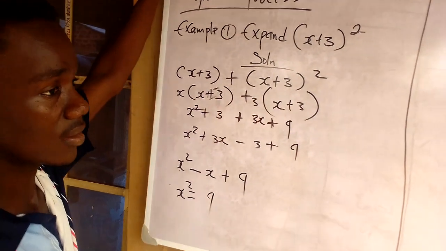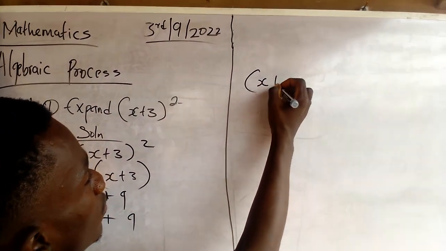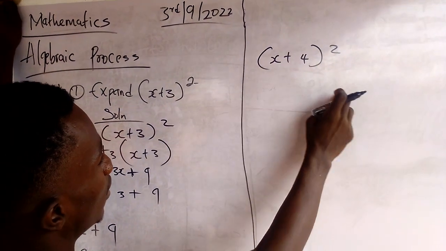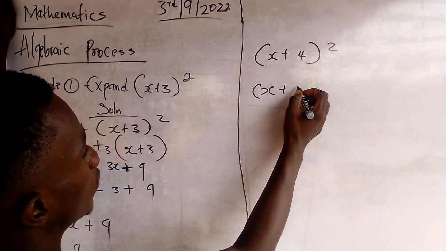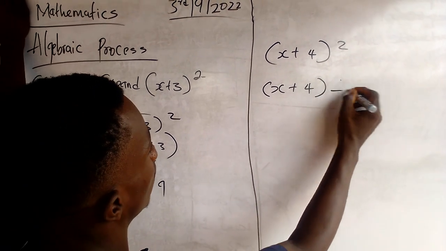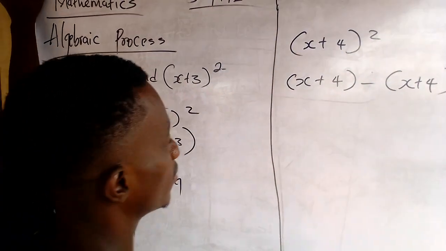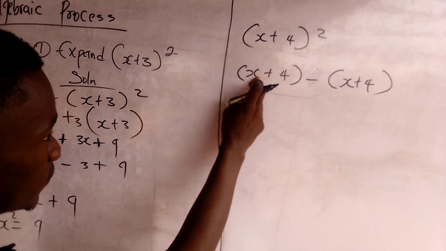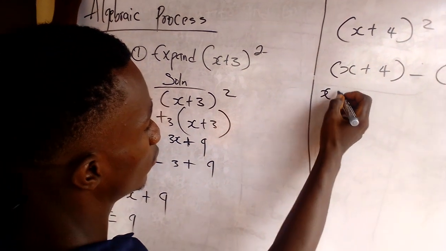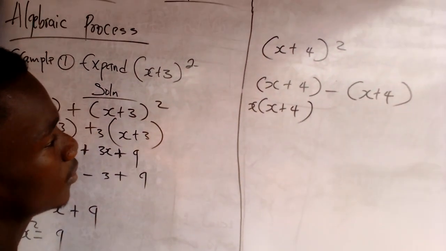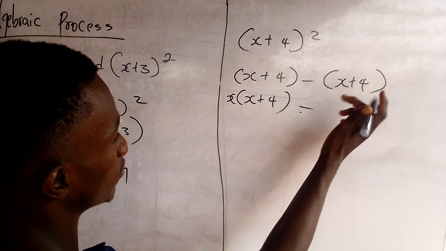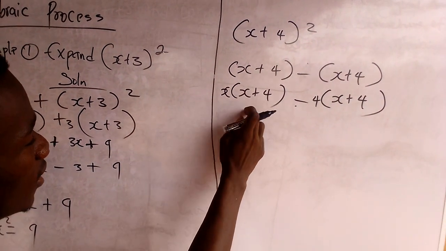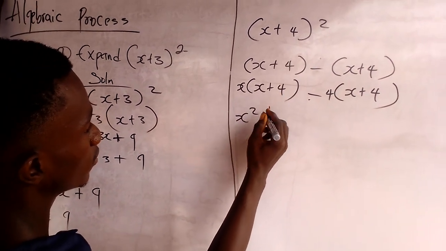You want to solve another example. If I have (x + 4) squared, the first thing you need to do is write the square in two places: (x + 4)(x + 4). The second thing you do: the first term comes outside the bracket, x(x + 4), plus the last one you are using, 4(x + 4). Now multiply.